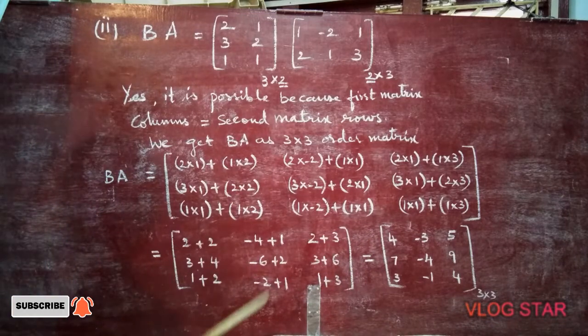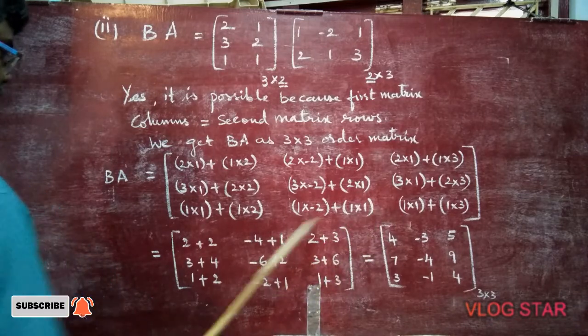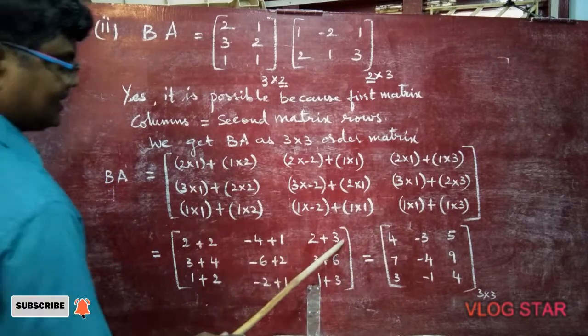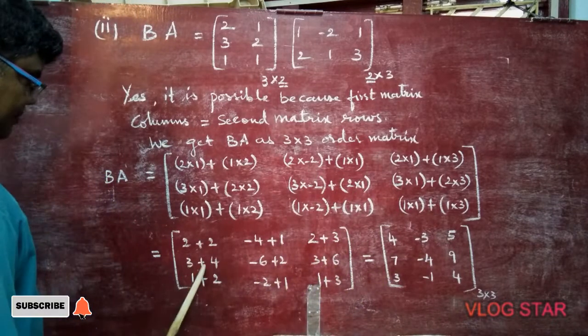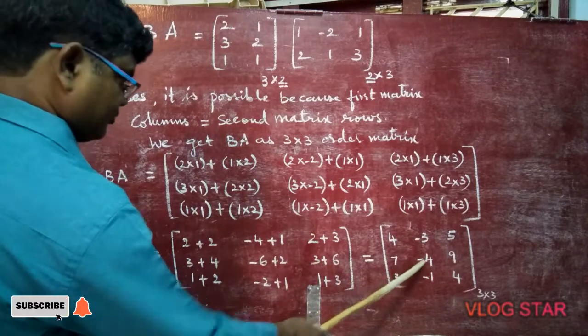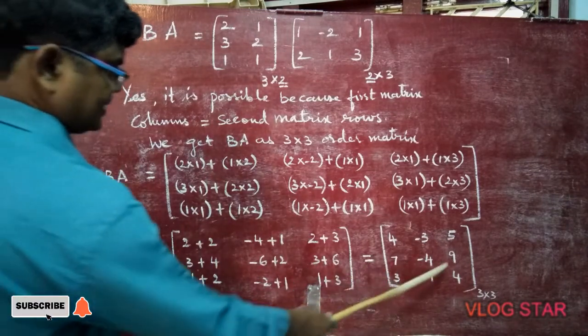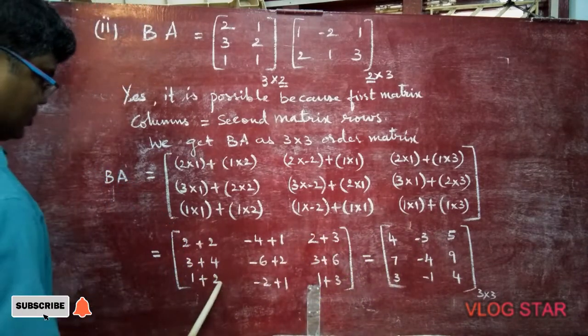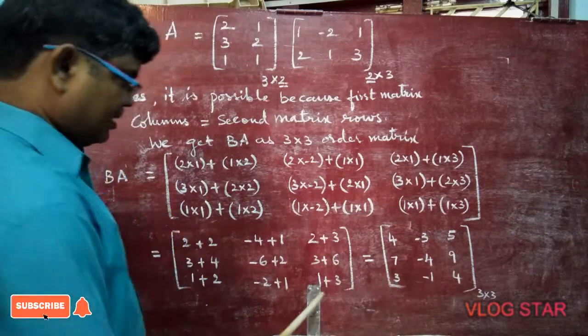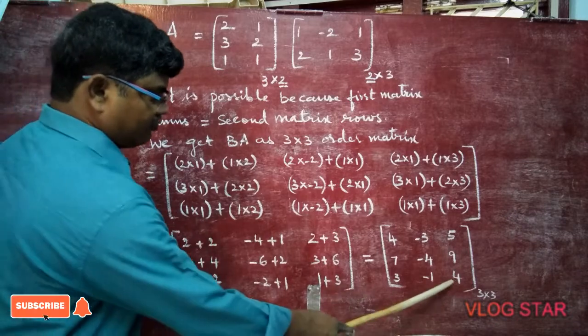Now you are going to simplify. 2 plus 2 is 4. Minus 4 plus 1 is minus 3. 2 plus 3 is 5. 3 plus 4 is 7. Minus 6 plus 2 is minus 4. 3 plus 6 is 9. 1 plus 2 is 3. Minus 2 plus 1 is minus 1. 1 plus 3 is equal to 4.